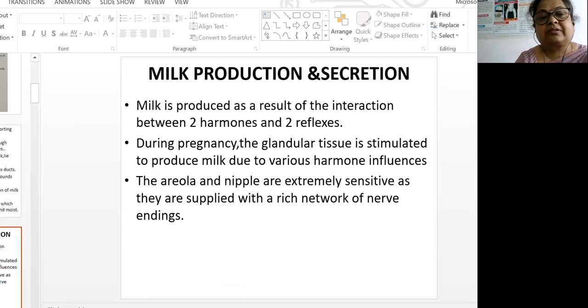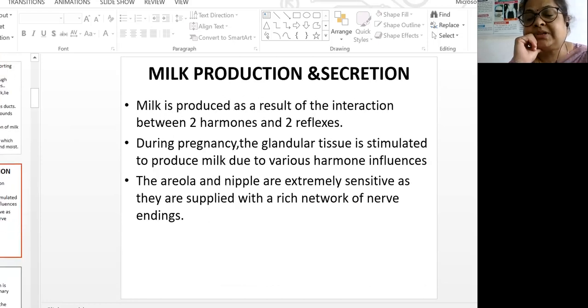Now, how is the milk produced and secreted? Milk is produced as a result of the interaction between two hormones and two reflexes. During pregnancy, the glandular tissue is stimulated to produce milk due to various hormone influences, and the areola and the nipple are extremely sensitive as they are supplied with a rich network of nerve endings.